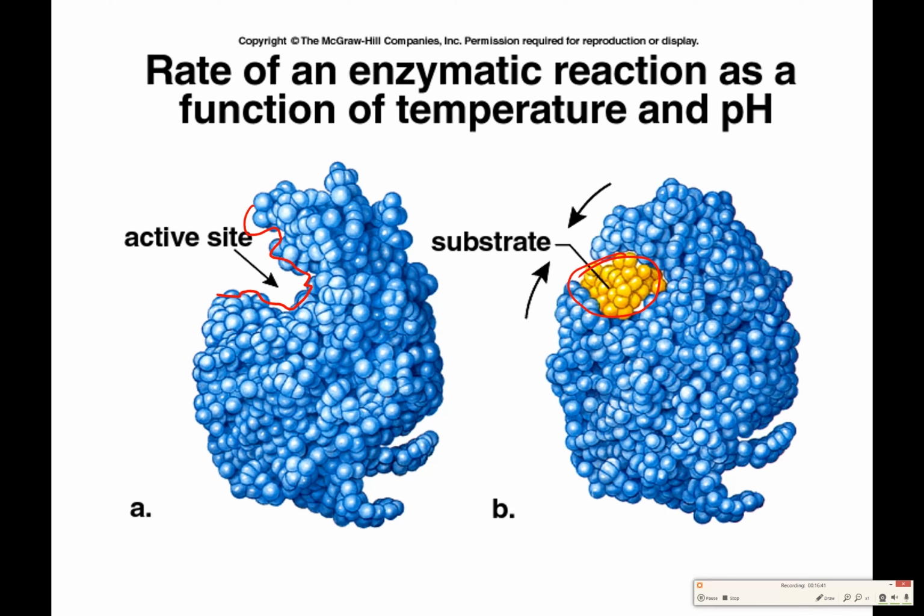And remember that once it fits into that groove, the enzyme goes through a small change in shape, not a denaturation, just a small change. We call that the induced fit or conformational change. And that actually helps to catalyze the reaction to make it happen.